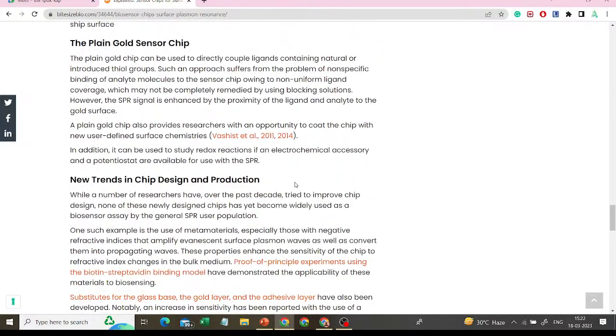Next, a plain gold chip can be used to directly couple ligands containing a natural or introduced thiol group. Such an approach suffers from the problem of non-specific binding to the sensor chip owing to non-uniform ligand coverage, which is reduced by using blocking solutions.